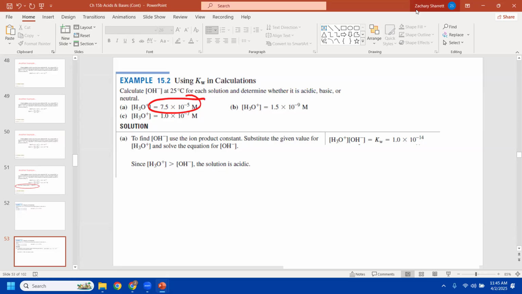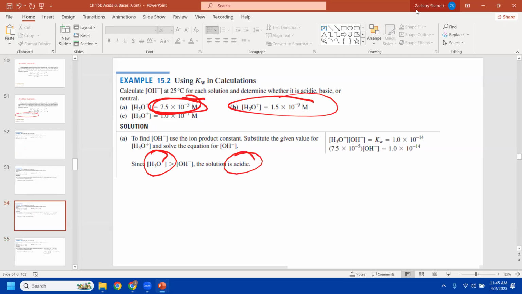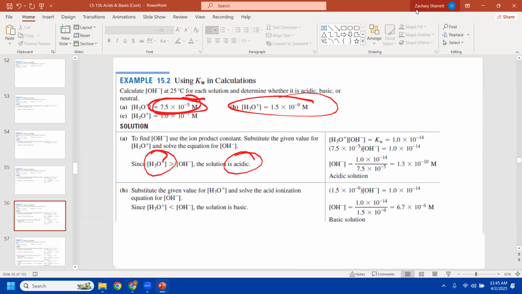So if you just look at the number, this one is greater than the 1 times 10 to the negative 7, which is our benchmark for neutrality. So H3O plus is greater, the solution is acidic. Is this number bigger or smaller than 1 times 10 to the negative 7th? Smaller. That means that that solution should be basic. You can actually quantify these. Bronson said something about, so you can figure out these numbers here, 10 to the negative 10th times 10 to the negative 5th.